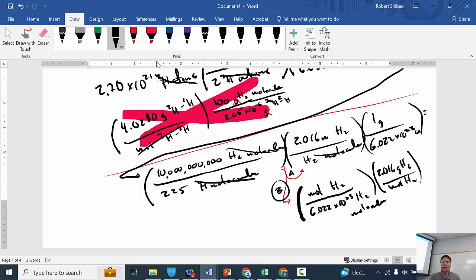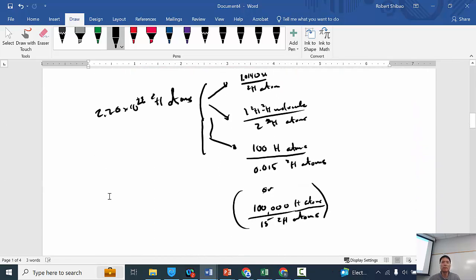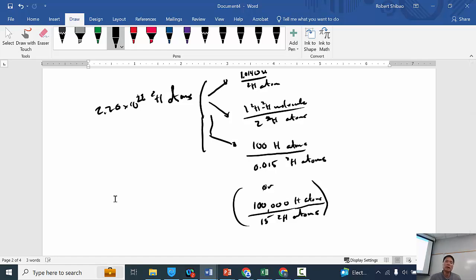And this would take us to grams as well. But do you see we'll get the exact same number because we're multiplying by 2.016 and dividing by 6.022 times 10 to the 23rd. But this isn't the only way we could have done this particular problem because there was another branch here at the bottom that we could have done. And this branch down here would have saved us having to calculate the percent natural abundance of the molecule here.